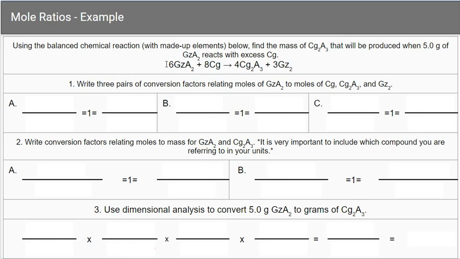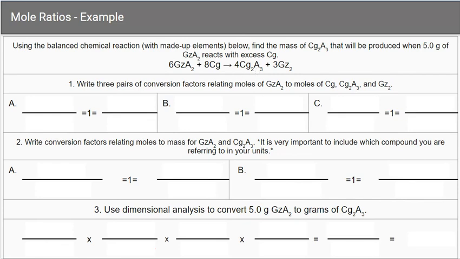Now, the reason there's this in-between step is that if I say I have 5 grams of GZA2, we don't know right off the bat what that means in terms of moles. And there's no clear relationship between the grams of a reactant and the grams of a product.